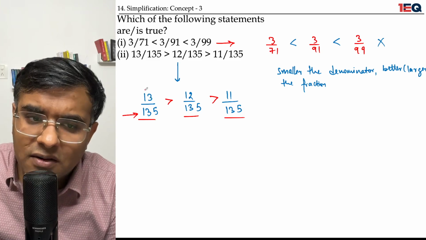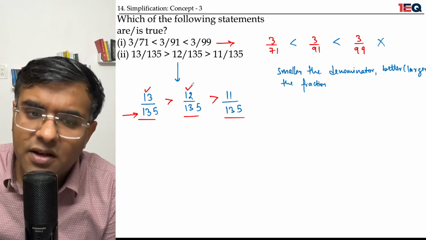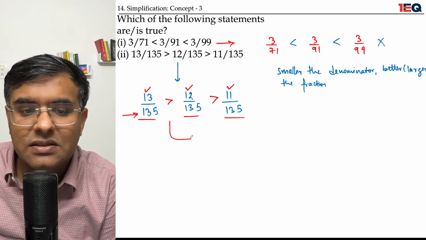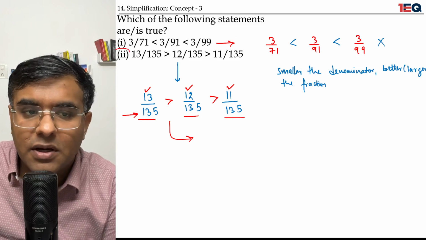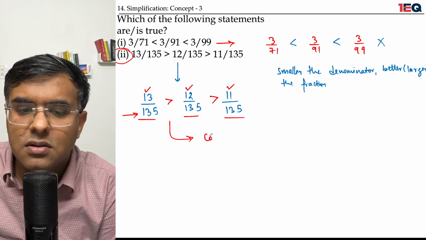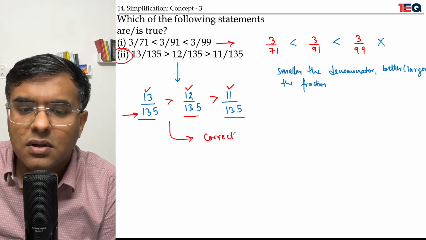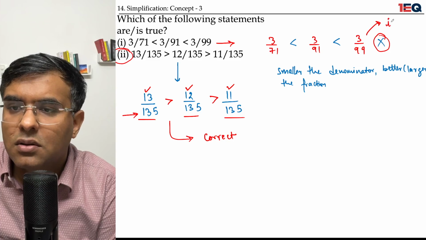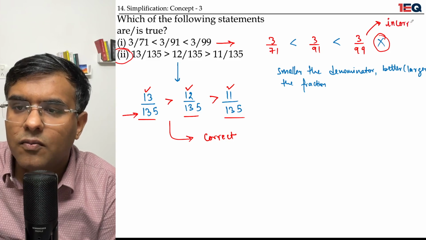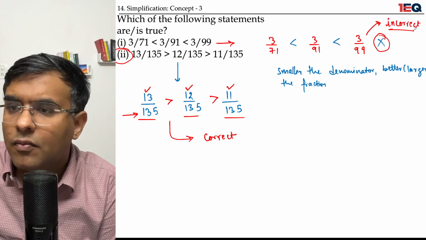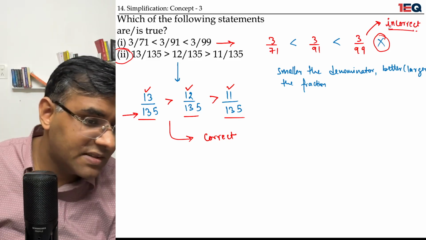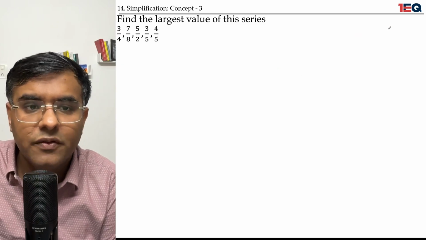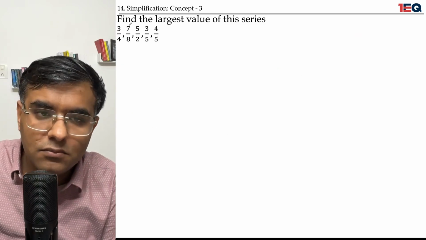When numerator number 1 is greater than numerator number 2, which is greater than numerator number 3, this means statement number 2 is correct, and statement number 1 is incorrect. I hope I've made myself very, very clear. Got it? Moving to the next question.